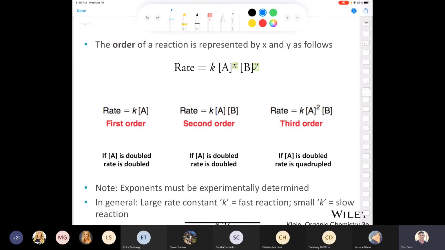If you have a second order reaction, if you were to double the concentration of A and keep this the same, it's going to double the rate. If you were to double the concentration of B and leave this the same, then it's going to double the rate. What if you had a third order reaction like this one here?